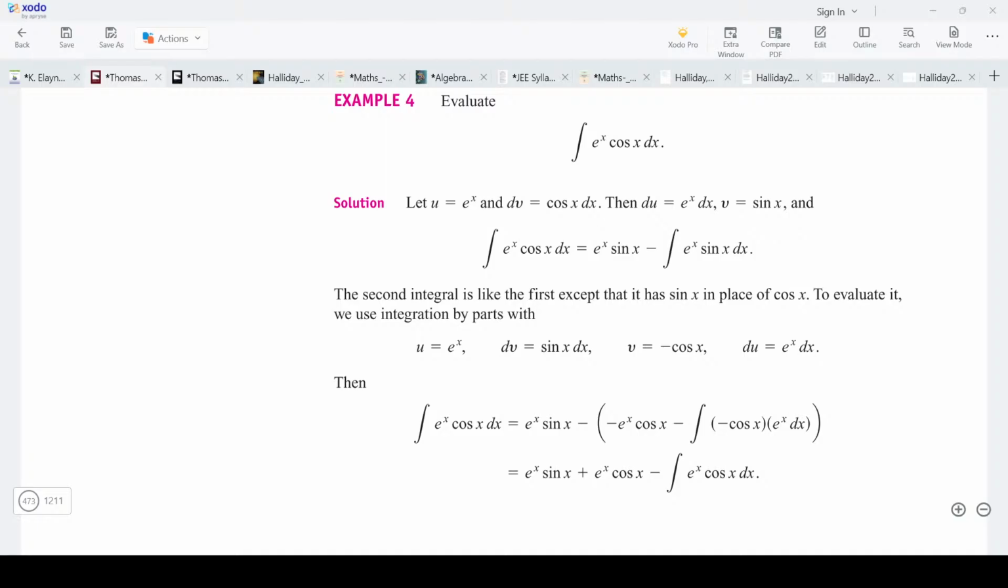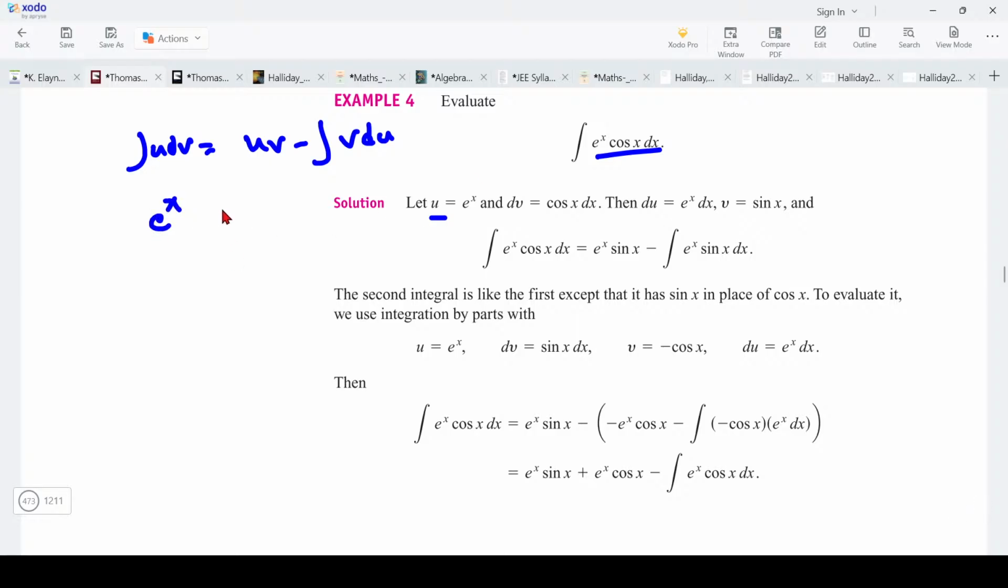Sir, I'm not getting the answer. Sir, same, sir. Okay. See, e power x cos x, right? What is our first function? U, right? Integral u dv. What is our formula? Tell me. uv minus integral of v du.